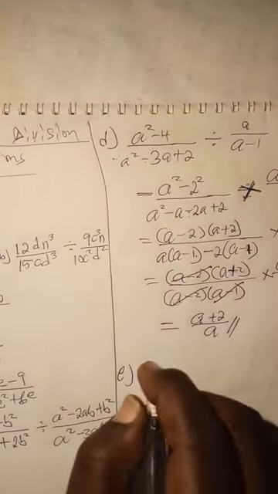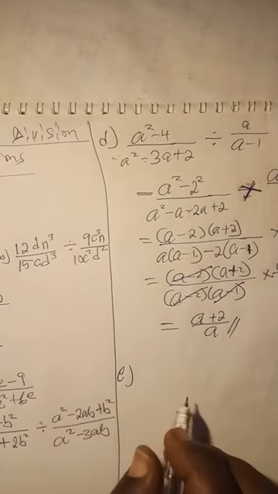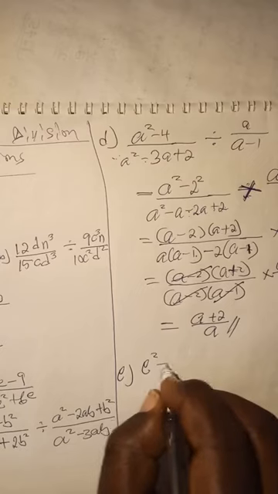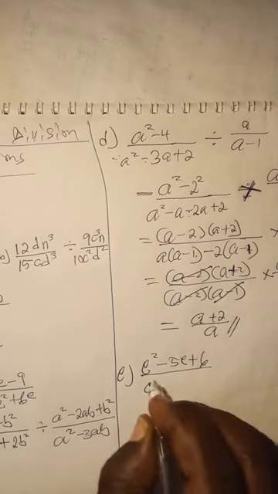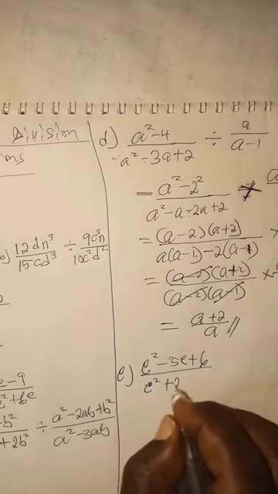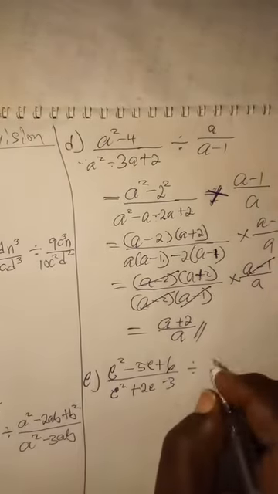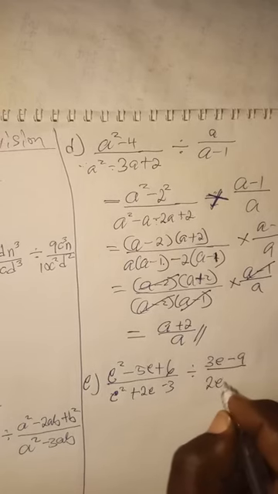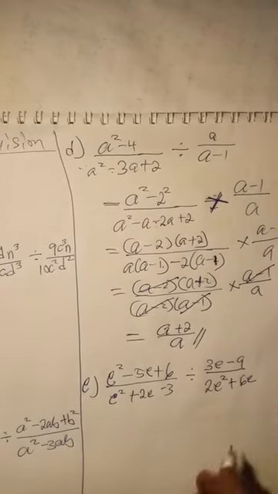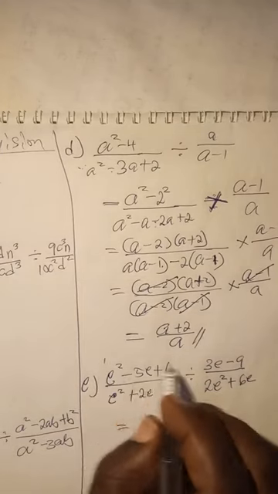E now. This is D. Now E. In E we have (e squared minus 5e plus 6) over (e squared plus 2e minus 3), divided by, that's the question, (3e minus 9) over (2e squared plus 6e). I have to now do this factorization. I have 1, minus 5, 6, as my coefficients.